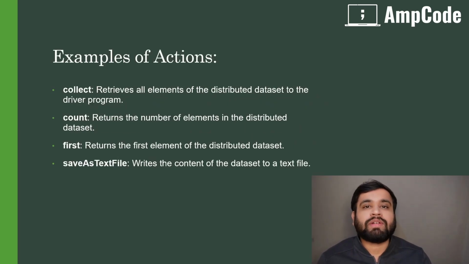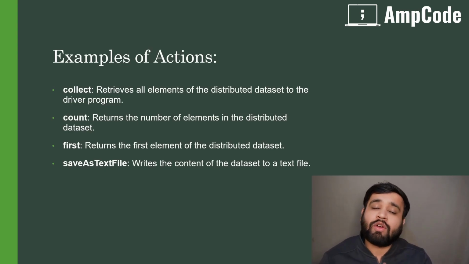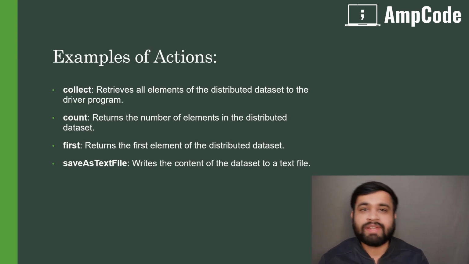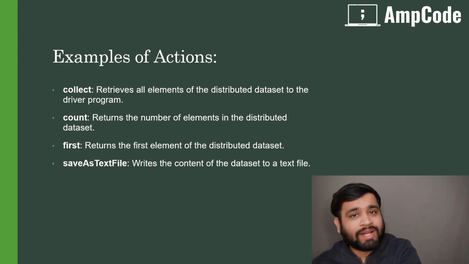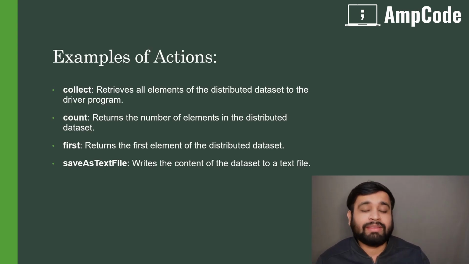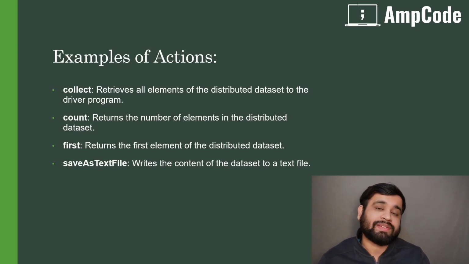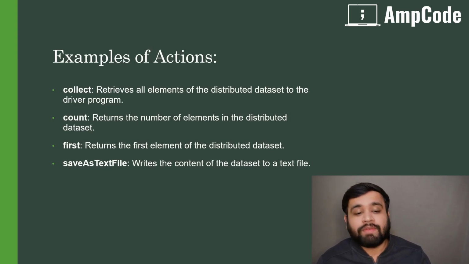If we talk about some examples of the actions, as you already know, there is the collect operation, which retrieves all the elements of the distributed dataset to the driver program. Then we have the count operation, which gives us the number of elements present in your dataset or data frame or even RDD. Then we have the first operation, which returns the first element of the distributed dataset, which is nothing but the first row. This is pretty similar to the head operation in the pandas data frame, if you know what I mean. And also we have save as text file.